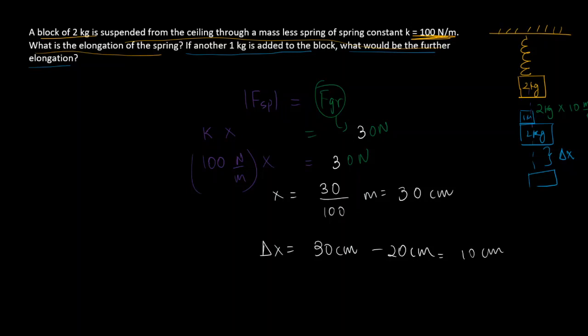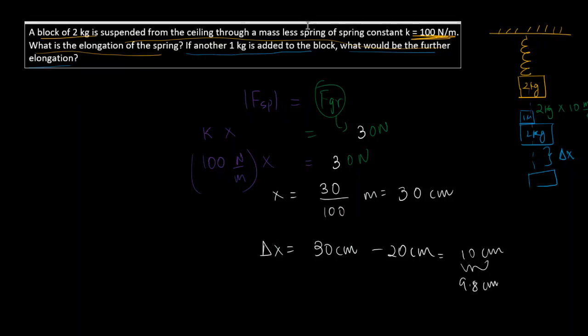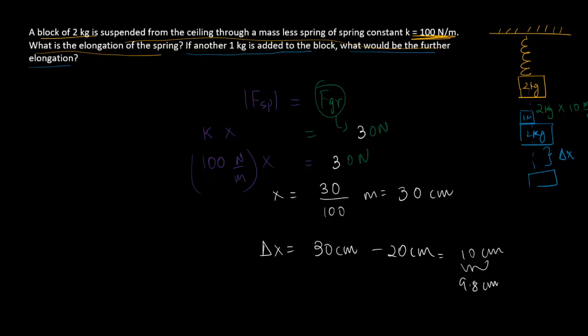If you would have taken a g of 9.8 meters per second squared, then you would have got here 9.8 centimeters, and it would have been still a pretty good approximation if you just took g to be 10.